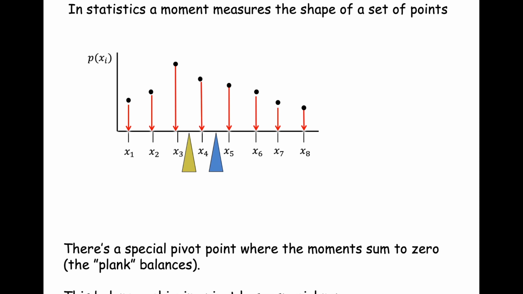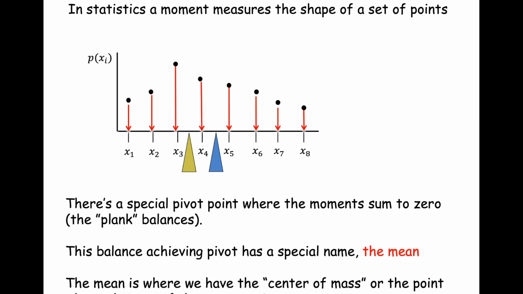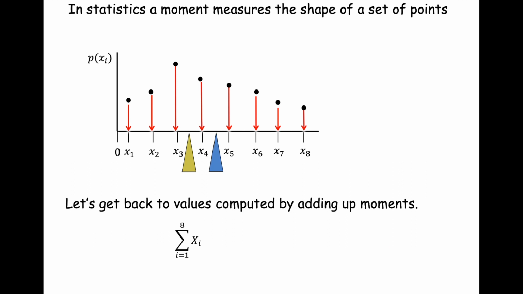So the balance achieving a pivot has a special name. It's called the mean, or sometimes it's called the center of mass, because the center of mass is that place where something will balance. Okay, so the mean is where you have center of mass, or the point where the sum of the moments of each one of these probability mass points is going to balance. It sums to zero.